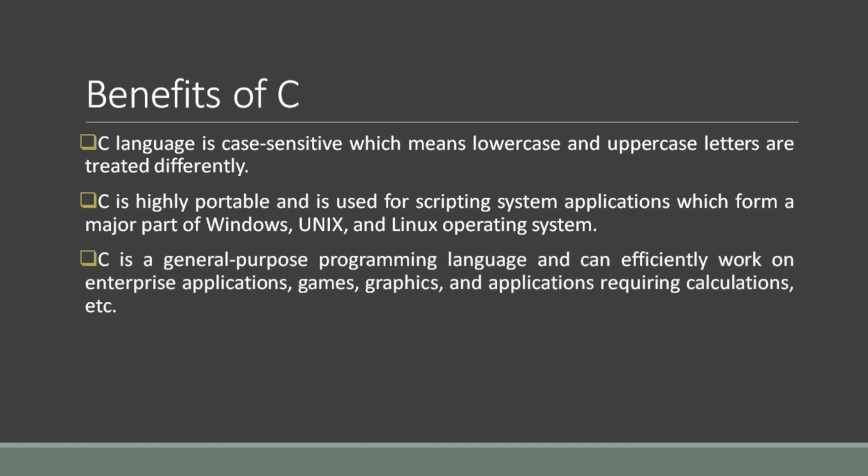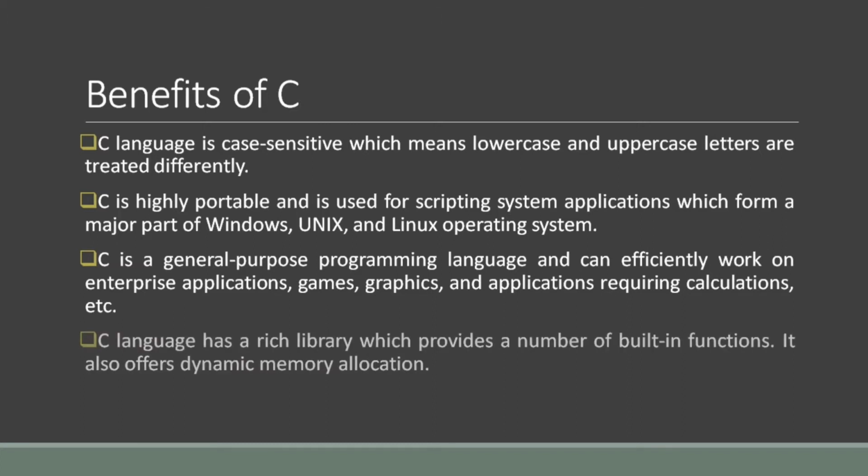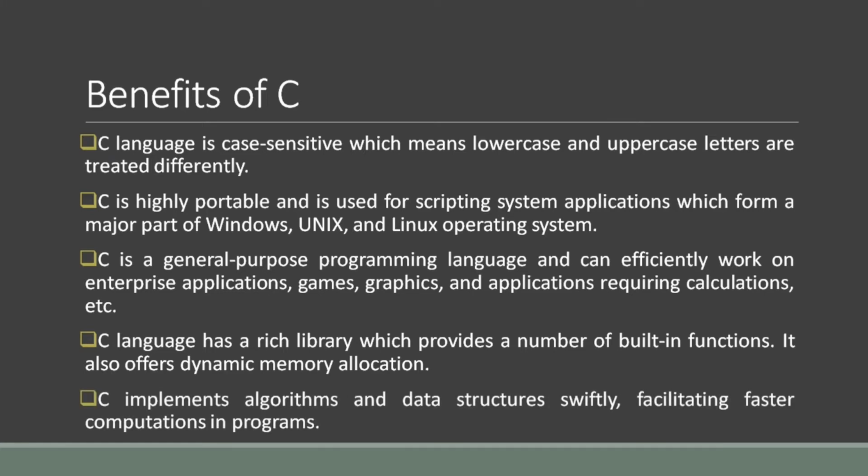C is a general-purpose programming language and can efficiently work with enterprise applications, games, graphics, etc. One of the most popular reasons for which C is used is its rich library support. It provides numerous built-in functions, and also it supports dynamic memory allocation. C implements algorithms and data structures swiftly, which facilitates faster computation in programs.